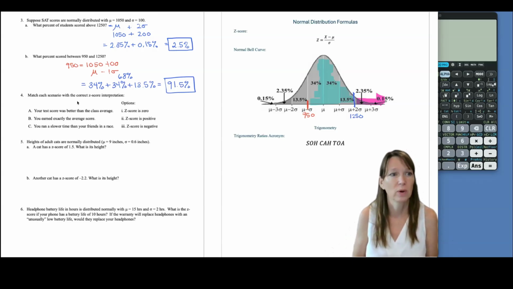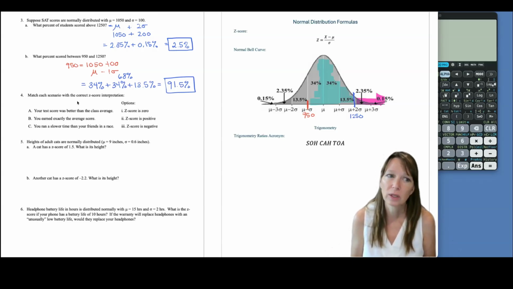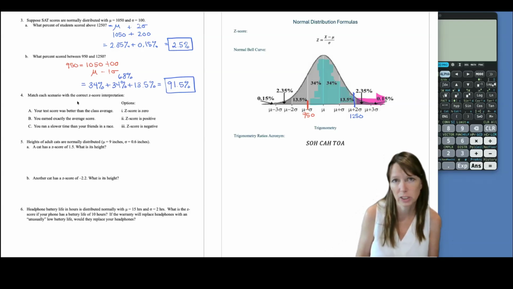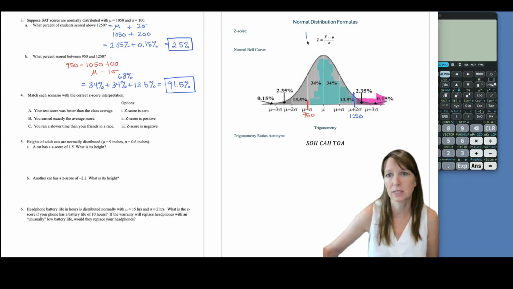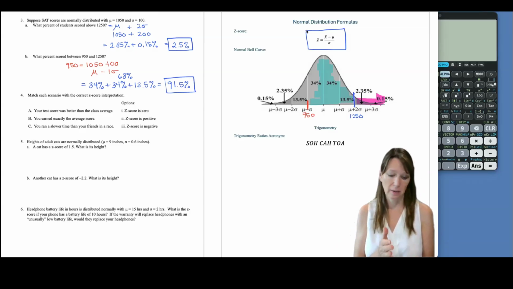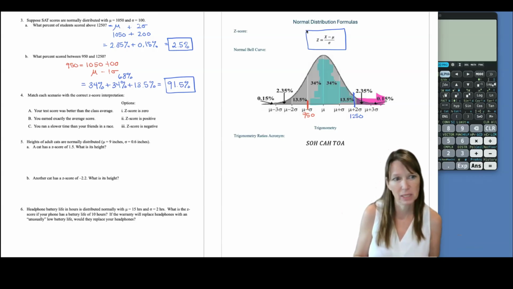Okay, question number 4. Let's match each scenario with the correct z-score interpretation. As I mentioned with the z-score formula, z-score basically is for a specific data point, how far away is it from the mean in terms of standard deviation? So z-scores can end up with decimals behind them instead of just integers. So we can have a negative 1.25 or a negative 2.58 away from the mean.